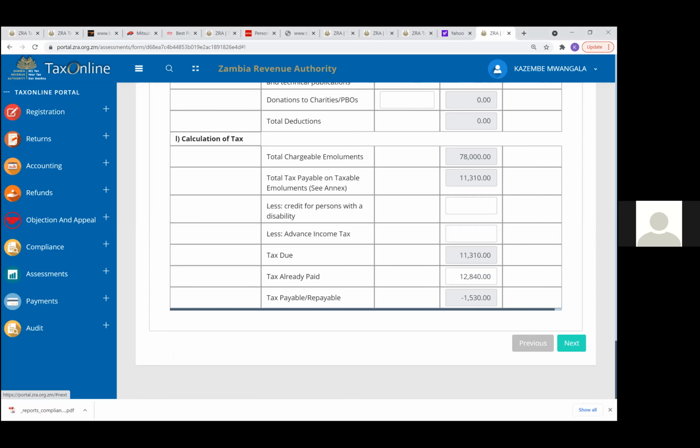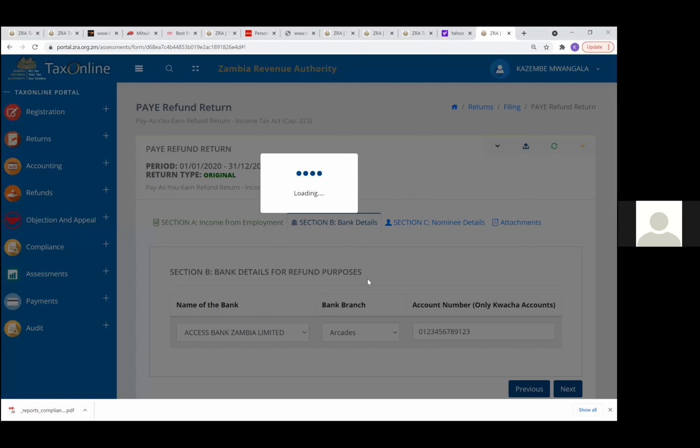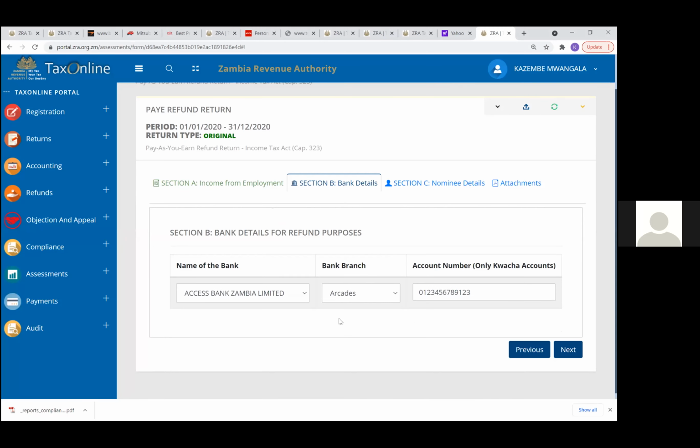So the second part is just for you to give us the bank details. The banks and their branches are already preloaded on the ZRA system. If there's a new bank or a new branch, you can contact ZRA. Only Kwacha accounts are applicable, and the configuration is that the account has to have 13 digits. So if your bank account is less than 13 digits, you may get in touch with your bank so that they tell you how they configure their bank details for the account to reach 13 digits.